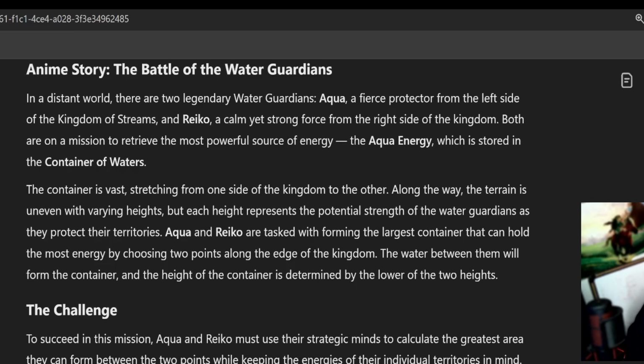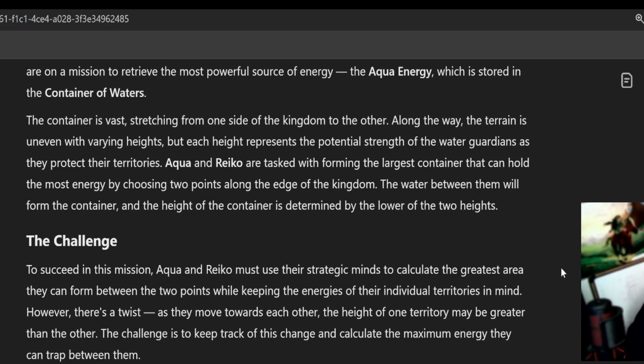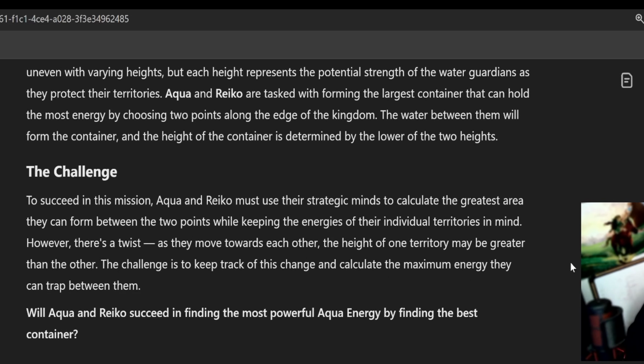Aqua and Reiko are tasked with forming the largest container that can hold the most energy by choosing 2 points along the edge of the kingdom. The water between them will form the container, and the height of the container is determined by the lower of the two heights. The challenge. To succeed in this mission, Aqua and Reiko must use their strategic minds to calculate the greatest area they can form between the 2 points while keeping the energies of their individual territories in mind.